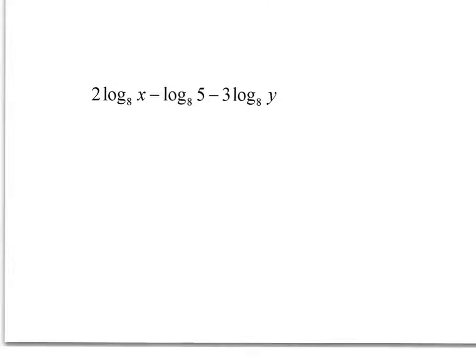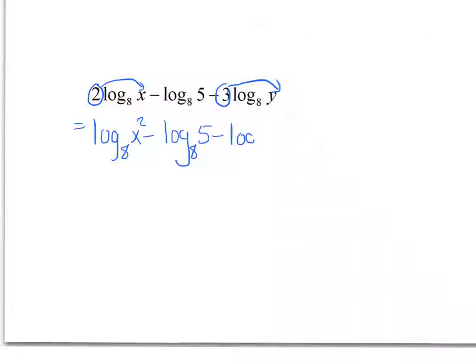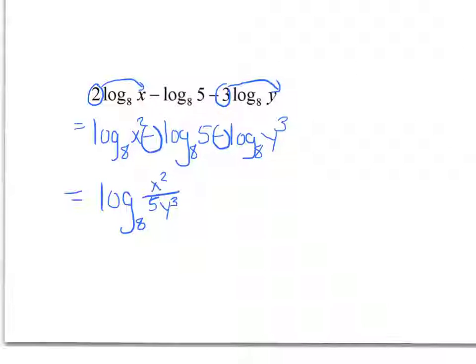Now if you remember in the last video we talked about minus signs, and if there's a minus sign, that number is going to go on the bottom. But before I do that I had better get rid of my numbers in front. I have a 2 that needs to go up, and I have a 3 that needs to go up. So now I have log base 8 of x squared minus log base 8 of 5 minus log base 8 of y cubed. Now again, with the minus sign, that means it's going to go on the bottom. So I have log base 8 of x squared over 5 goes on the bottom because there's a minus sign in front of the 5. And then y cubed is also going to go on the bottom because there's a minus sign in front of y cubed. So there would be your condensed version.